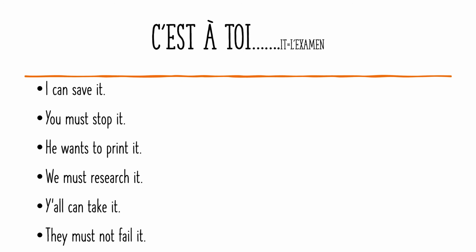Okay, hopefully you've had enough time now. So I can save it. Well, we know what I can is. That should be je peux. We know save is sauvegarder. And it is going to be le for the test. So when we put it together, je peux le sauvegarder. I can save it. So again, the le goes in front of the verb it's connected to, which is save in the sentence, not in front of peut. And we got to make sure we conjugate everything correctly and not conjugate save.